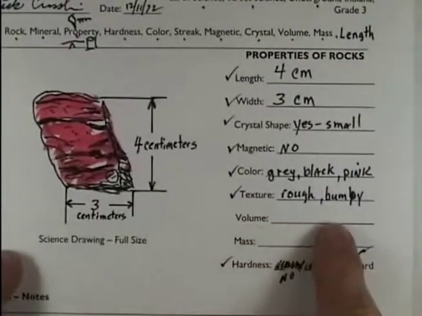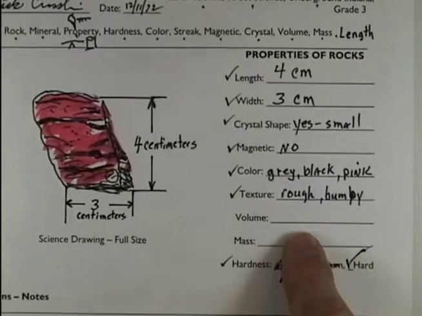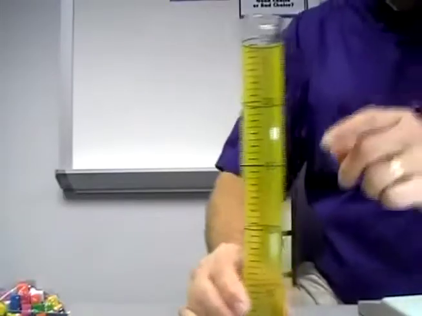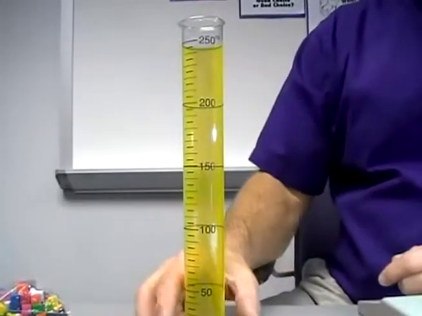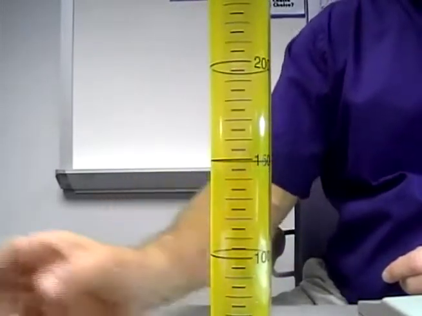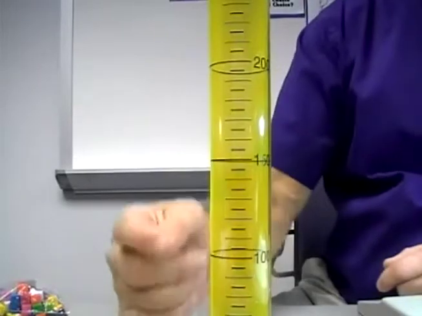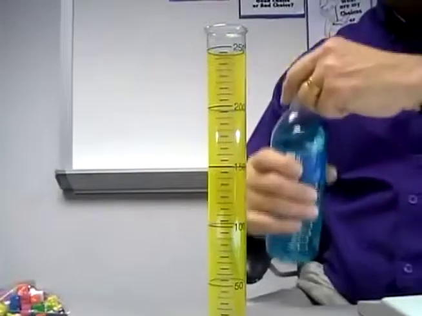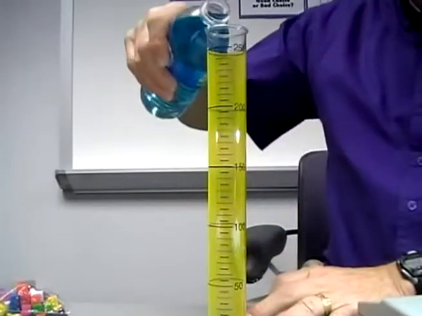Let's use this tool to find the volume of our mineral. And so my rock is kind of big, so it won't fit in the 50, it won't fit in the 100, but it will fit in the 250. So here's my 250 milliliter. And if I move this a little bit closer, you can see that each one of these markings is about 5 milliliters. So I'm going to pour some water in so you can see it a little bit better. So I'm going to put some water in here.